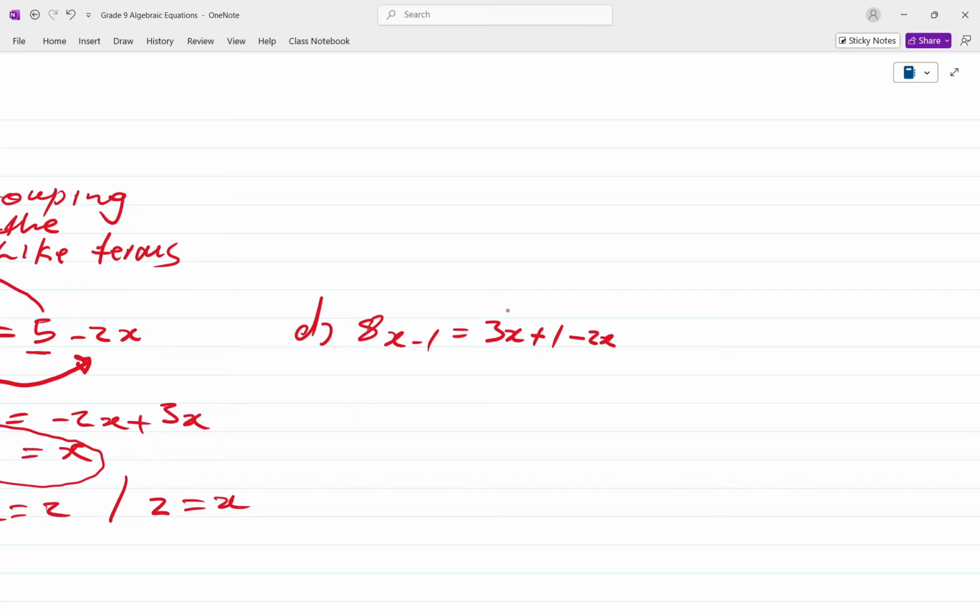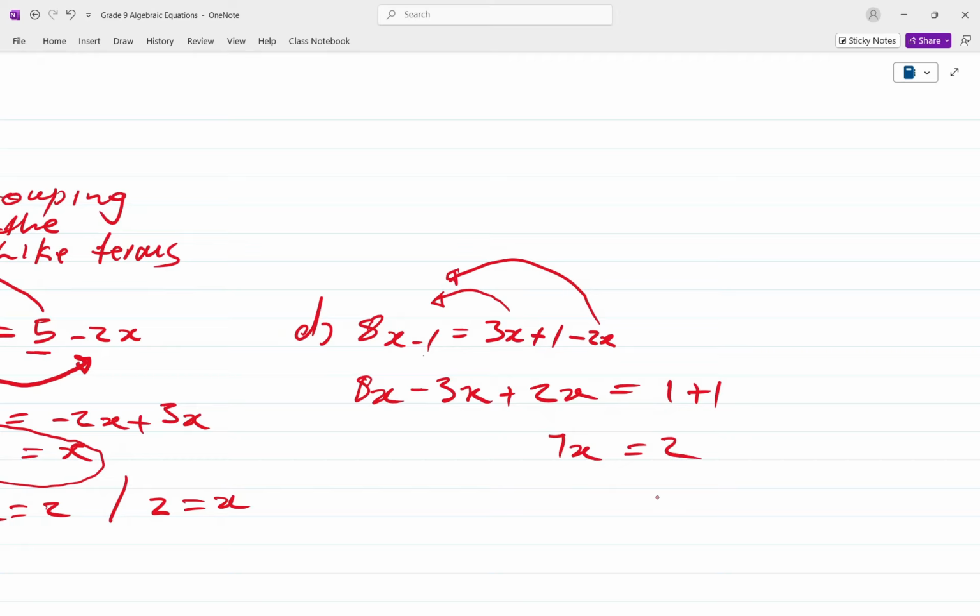I'm going to take this 3 to the left. I'll take this negative 2 to the left. This 3x will be negative 3x. And then this negative 2x will be positive 2x, meaning that on the left hand side, I'll be having 8x minus 3x, and then plus 2x. And then on the right hand side, I'll be having 1 plus 1, because this negative 1 now became positive 1. Okay, so 8 plus 2 will be 10. 10 minus 3, you'll be having 7.